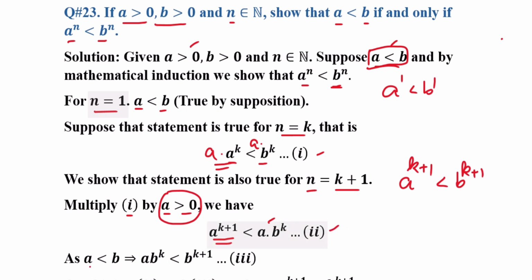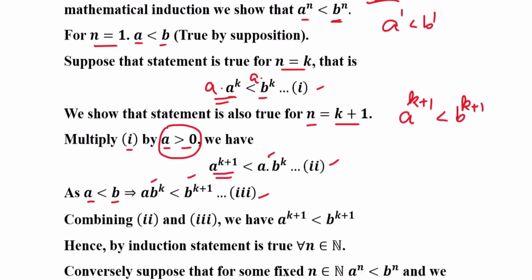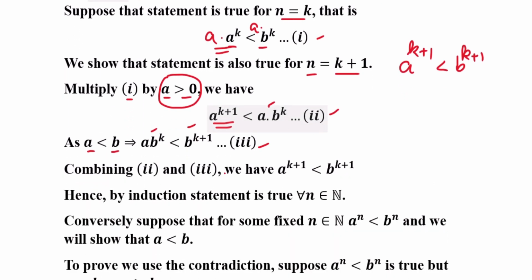Again it is given that A is less than B. Now multiply on both sides by B raised to power k. This becomes A into B raised to power k less than B raised to power k plus 1. Say this is inequality number 3. Combining 2 and 3, by using the transitive property, A raised to power k plus 1 is less than A into B raised to power k, and A into B raised to power k is less than B raised to power k plus 1. Hence, A raised to power k plus 1 is less than B raised to power k plus 1. And finally, by induction, the statement is true for every positive integer.